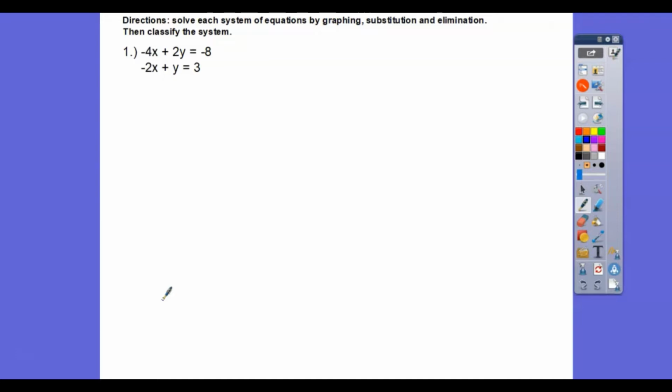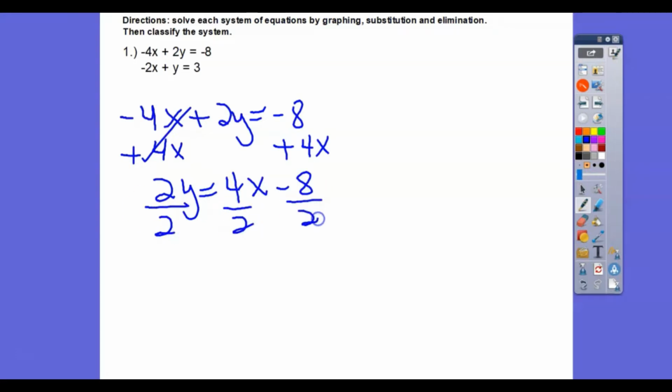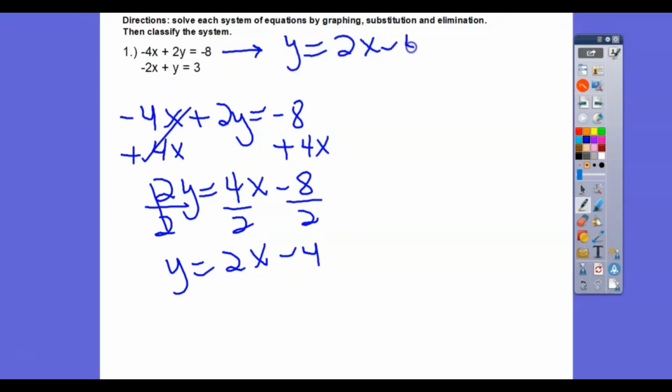So I start with the very first equation, negative 4x plus 2y is equal to negative 8. If I want to get the y by itself, I have to do plus 4x on both sides. That cancels. So 2y is equal to 4x minus 8. Divide everything by 2. So I get y is equal to 2x minus 4. So my first equation, I was able to get y equals 2x minus 4.